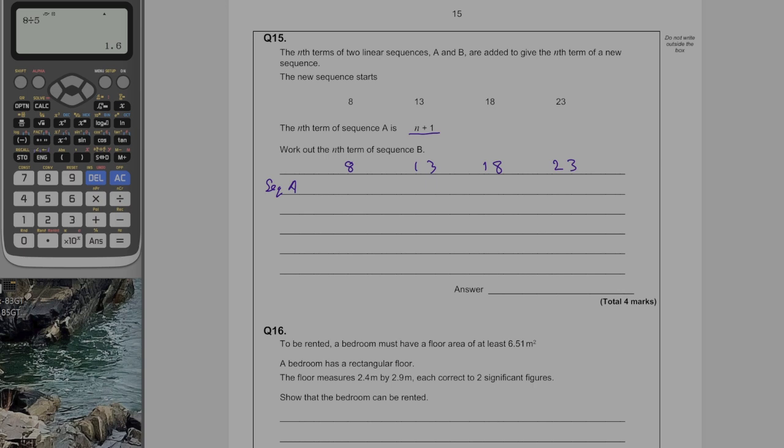n plus 1 would give us 2, 3, 4, 5. So the difference, or sequence B, is going to be this, take away this, so 6, 10, 14, 18. So this sequence has got a constant difference of 4, so it's going to be 4n, and then we need to add 2 to get to the first term.